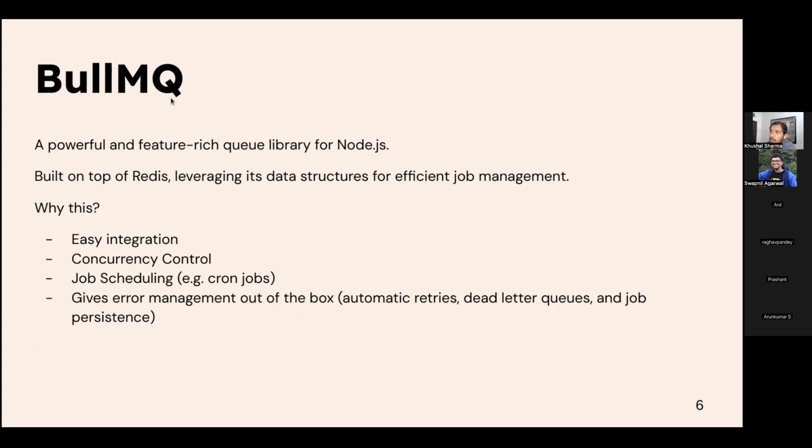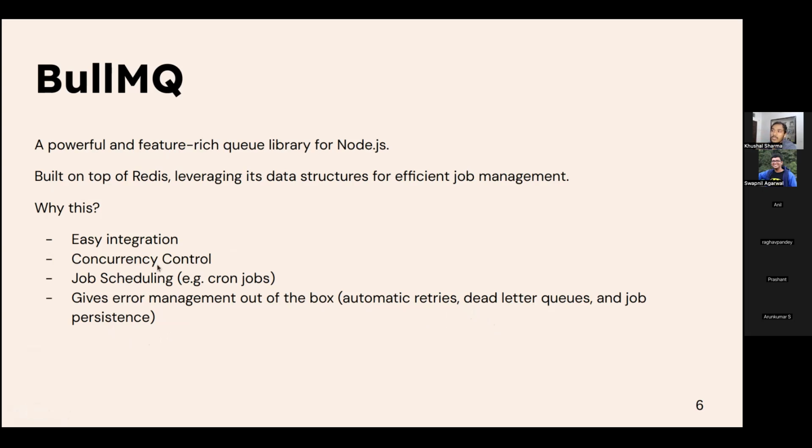So why are we using BullMQ? It has job scheduling features and error management features out of the box, so we don't need to code them ourselves. It gives us functions or methods which we can use for automatic retries. There are retry strategies available, and dead letter queues and job persistence. Whenever a job fails or the server shuts down or something like that happens, the last item which was not processed in the queue will be processed from that item only. This is called job persistence.